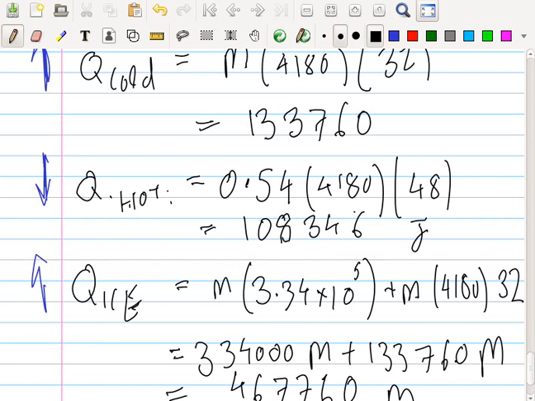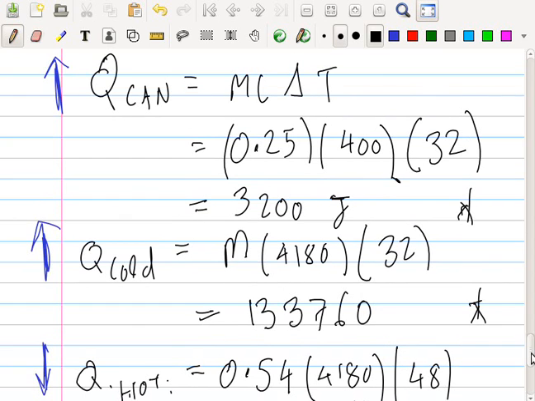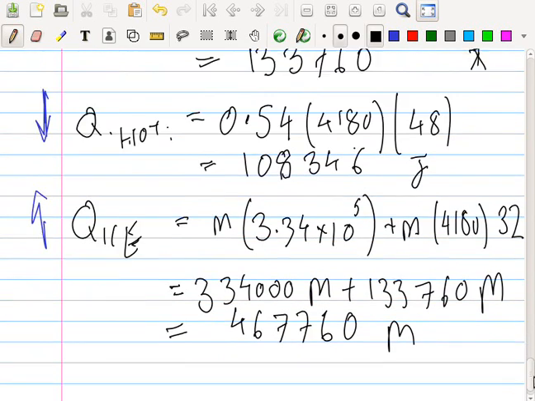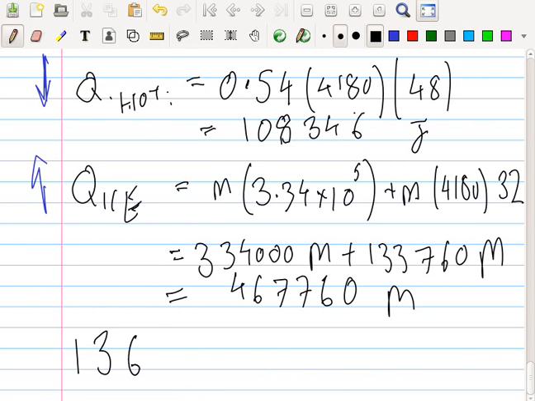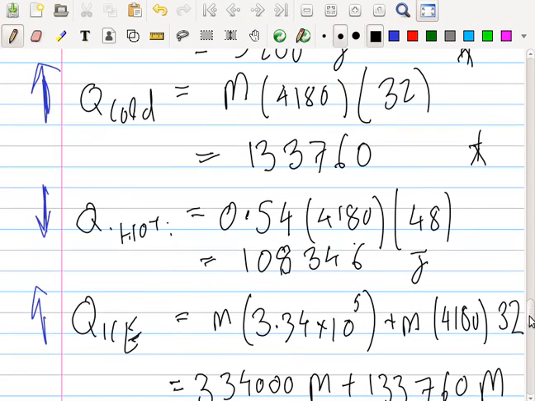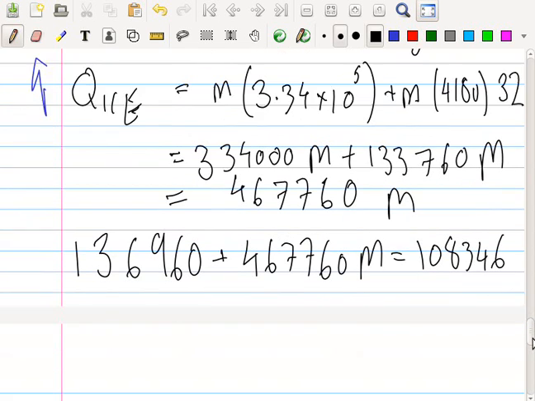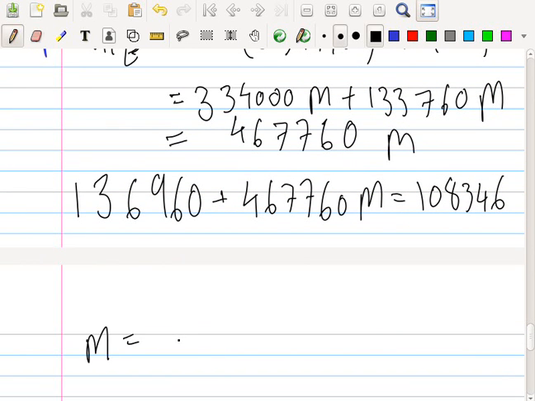So let's write that down here. Actually, maybe you can just get out your calculator. Daniel and Omar, this number plus this number. 136,960. Plus this number. That's the gain, and that must equal the loss. And the loss is just with this one here, 108,346. So we get m must equal 108,346 minus, it's going to be negative.